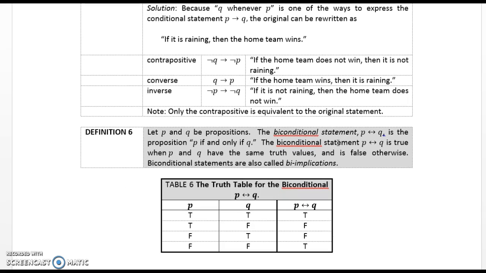Definition 6. Let P and Q be propositions. The biconditional statement, P if and only if Q, is the proposition P if and only if Q. Note the biconditional operator is an arrow in both directions, and a biconditional statement P if and only if Q is true whenever P and Q have the same truth values and false otherwise. Biconditional statements are also called bi-implications.